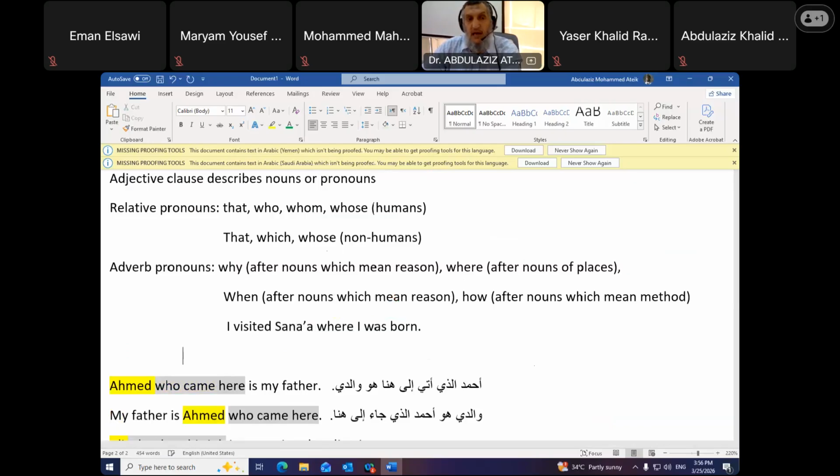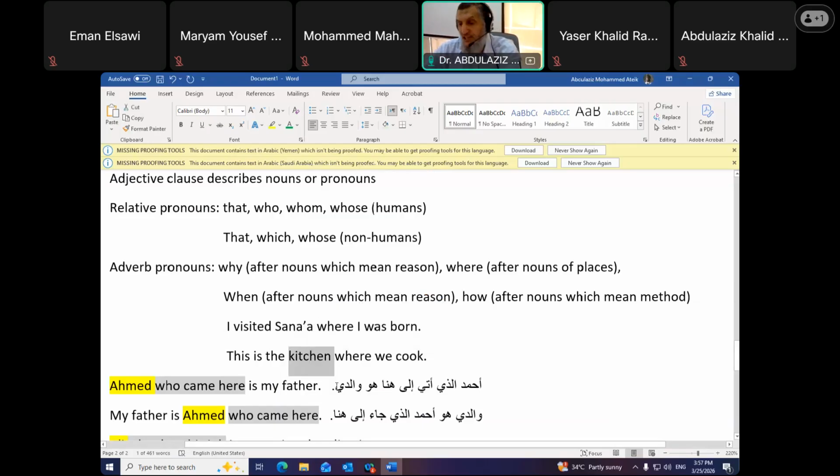This is another example for place. This is the kitchen. This is the kitchen where we cook. Notice here, no pronoun, because where here means which in. Okay, let me use another word here. This is the stove we cook, where we cook.